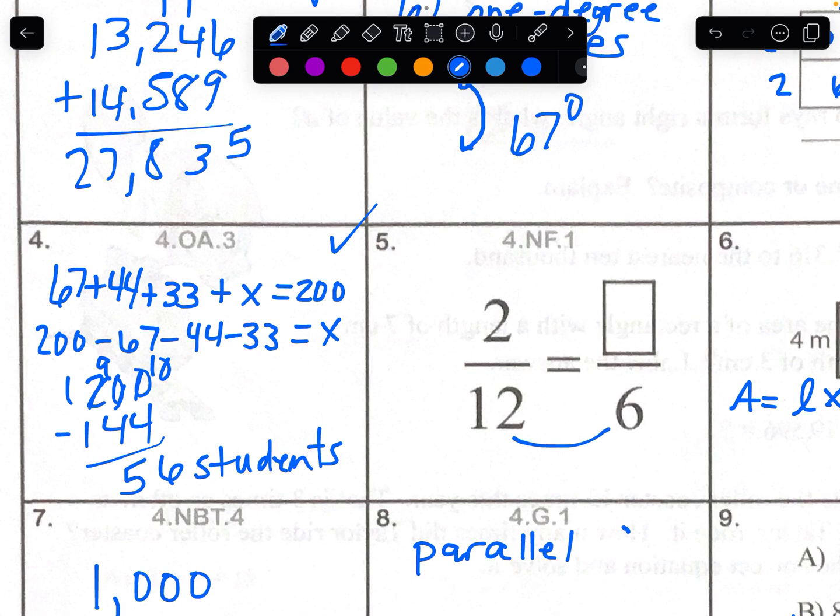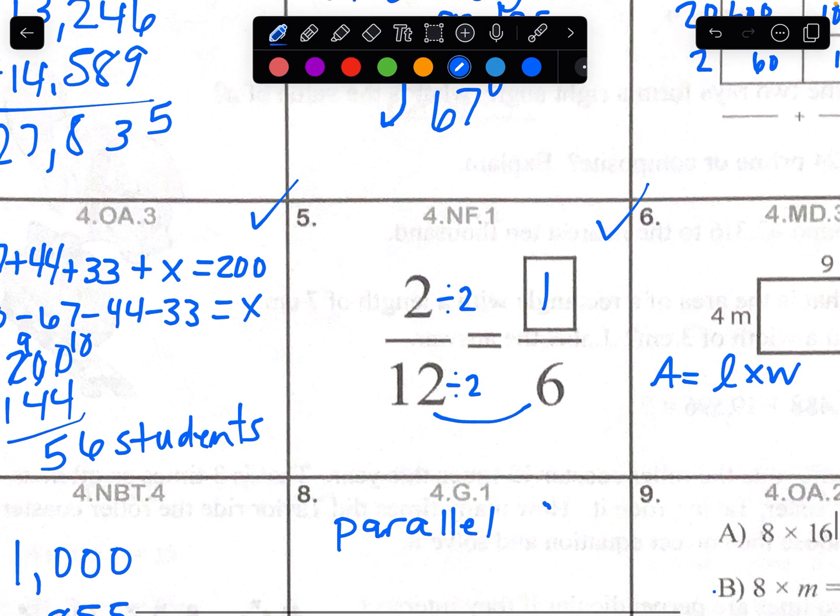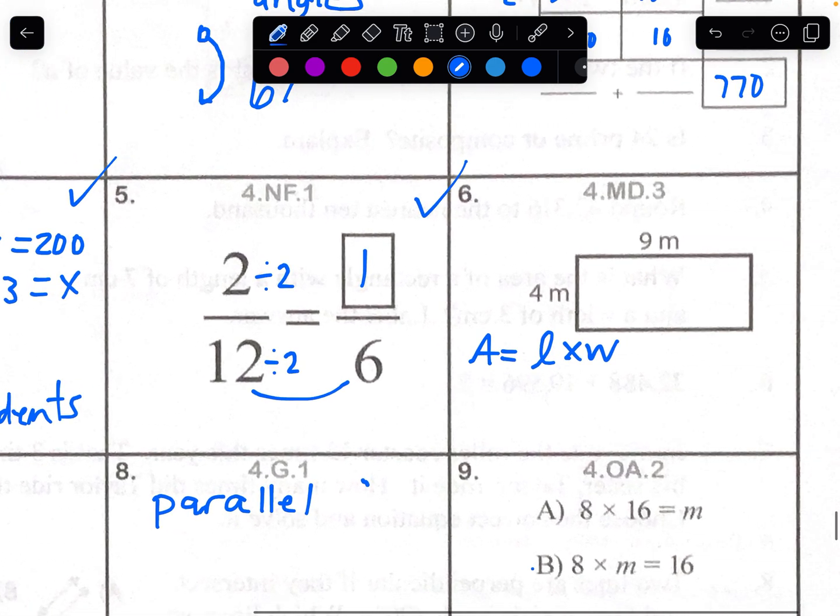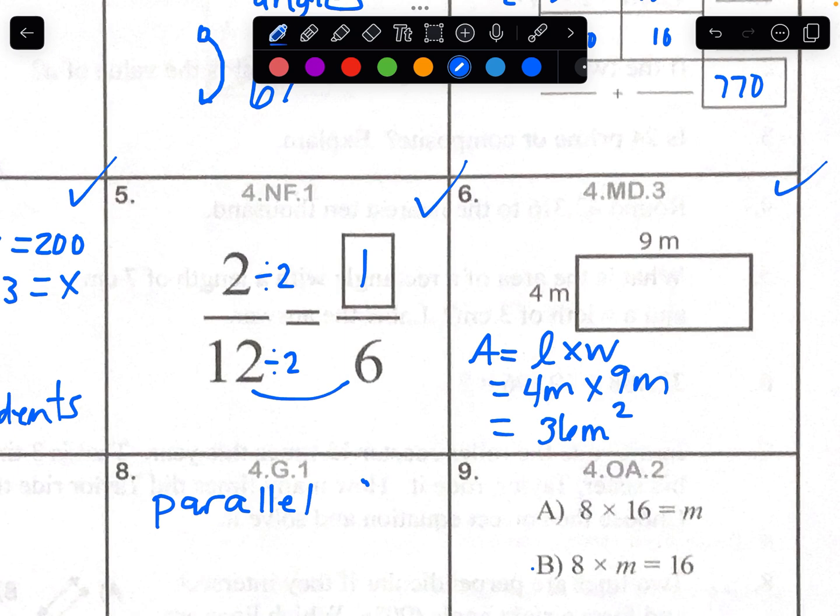All right, number 5, looking for a comparison. A connection between your two denominators is a divide by 2 for a numerator of 1. 2 twelfths is equal to 1/6. All right, number 6, we are doing area. Area equals length times width, which is 4 meters, times 9 meters, which is 36 meters squared. You have to have that squared there for area.